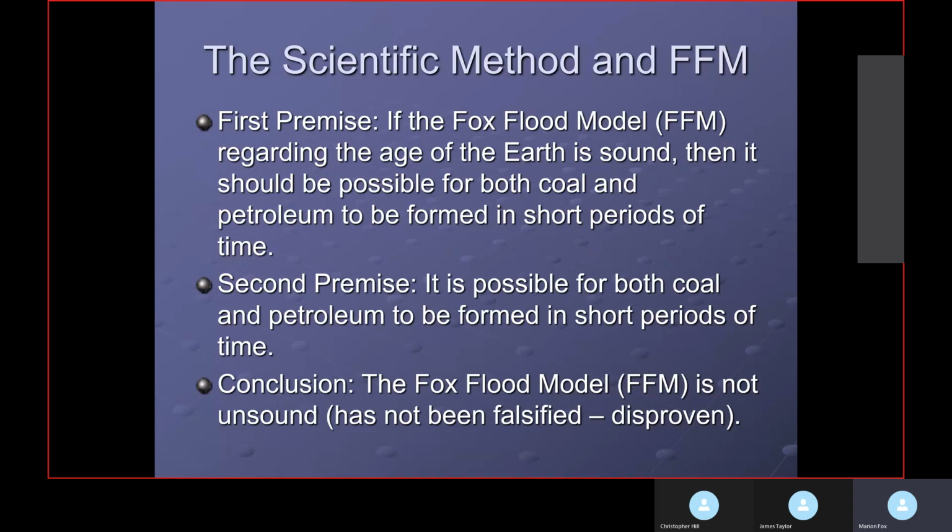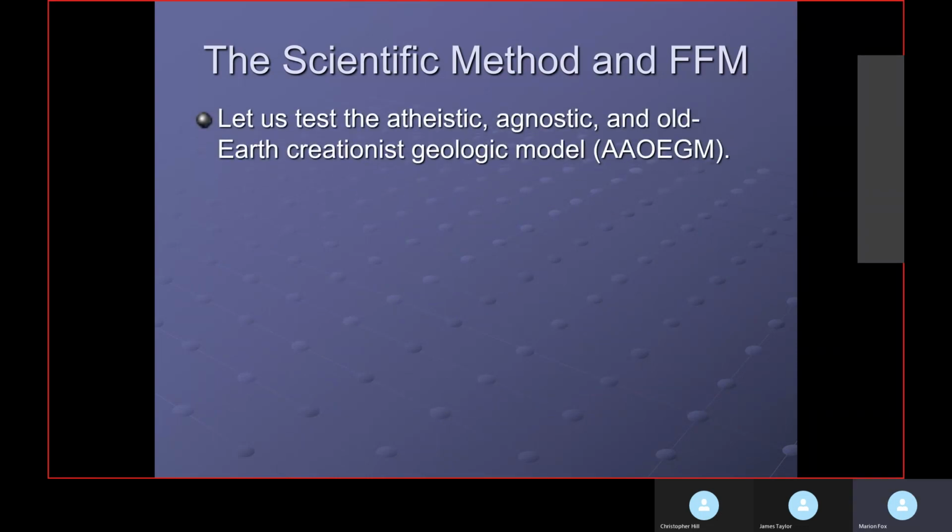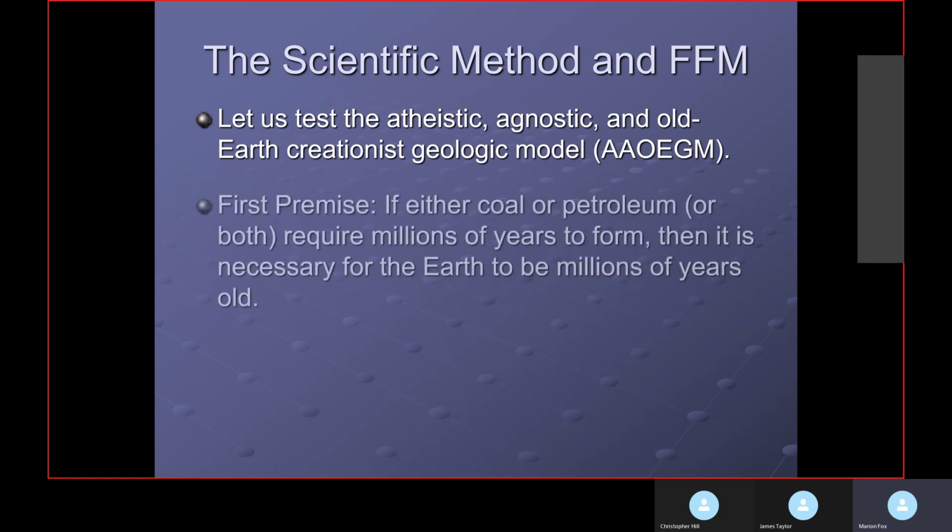But if they could prove that it could not be formed, and they have to prove a negative, that's pretty hard to do sometimes. But if they could prove it could not be formed, then they could disprove my premise, my hypothesis. We need to test the atheistic, agnostic, old Earth creationist geologic model and look at it here.